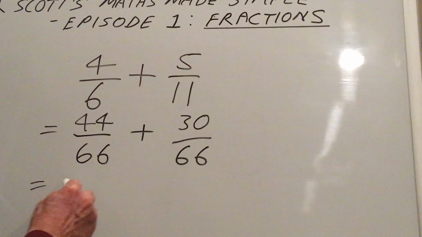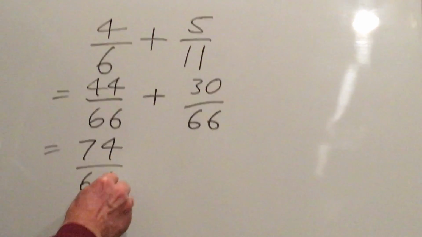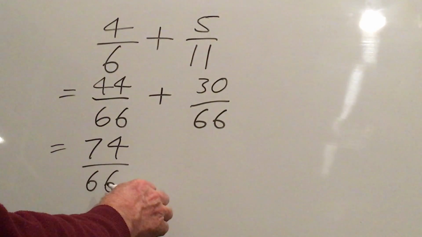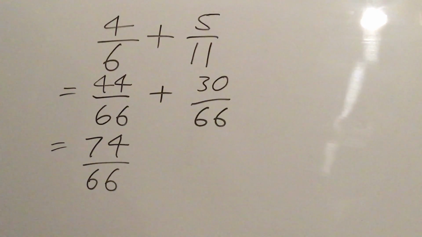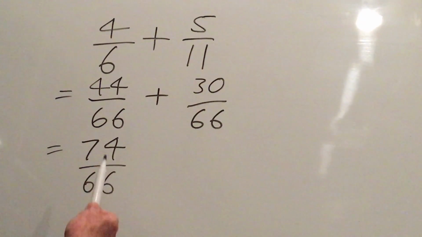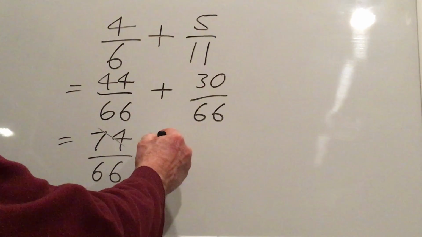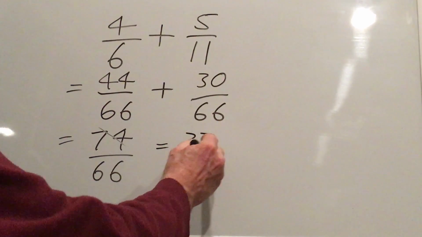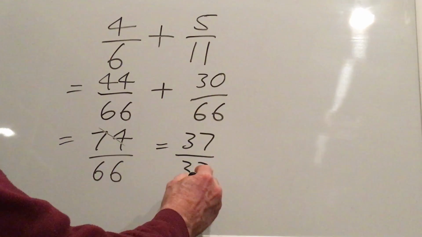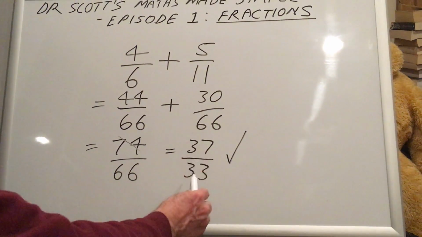So that equals 74 over 66. So we've worked out this fraction again. We've got it over 66, 74 over 66. I think you'll agree they're both even numbers, so we know we can divide both by 2. So 2 into 74 goes 37. 2 into 66 goes 33. And that's as far as we can go. And this is your final answer, 37 on 33.